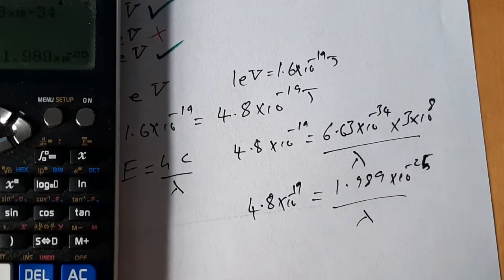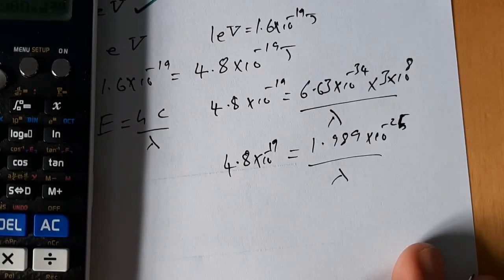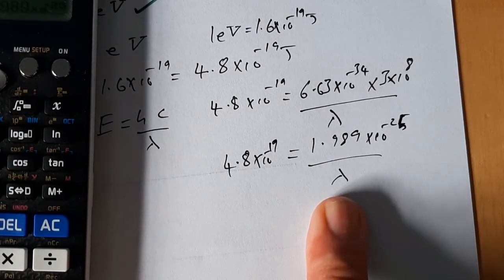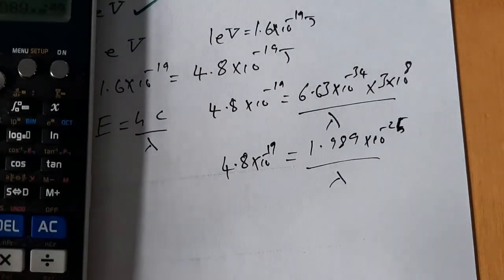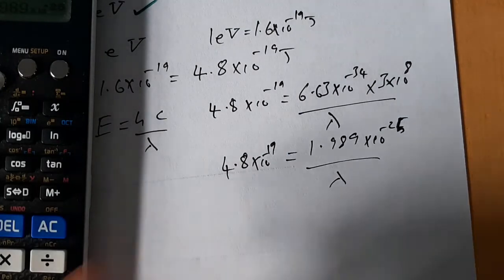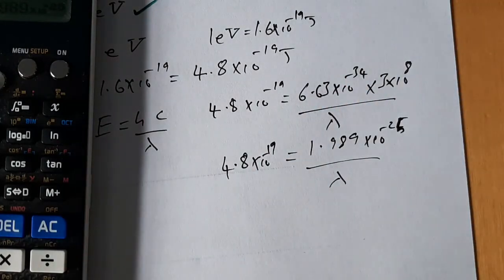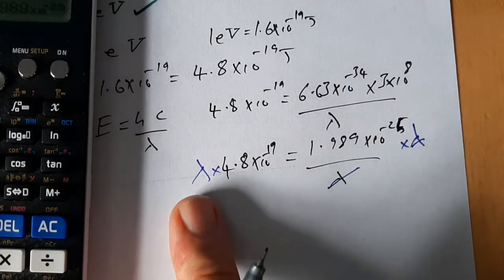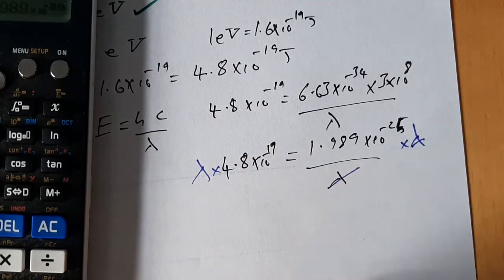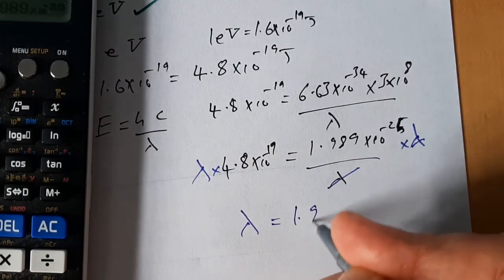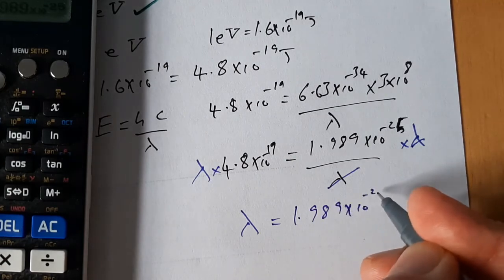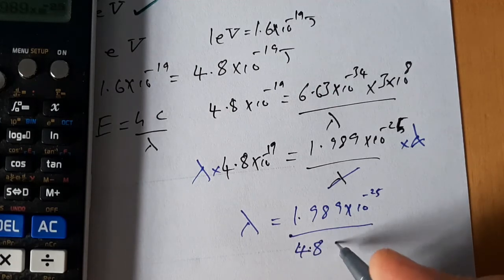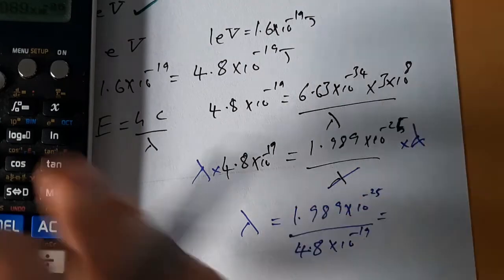Now, I know at this stage in the course, your ability to rearrange really varies a lot between students. Actually rearranging these three-part things where the lambda's on the bottom seems to create problems, and that's because it's best done as a two-step process while you're getting your head around it. So what I'm going to do is multiply both sides by lambda, and then that cancels with that, and we've got the lambda up here, and then we're going to move the 4.8 down. So we get lambda equals 1.989 times 10 to the minus 25 over 4.8 times 10 to the minus 19.